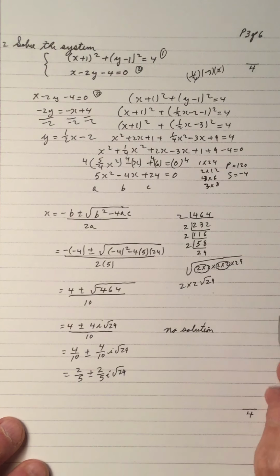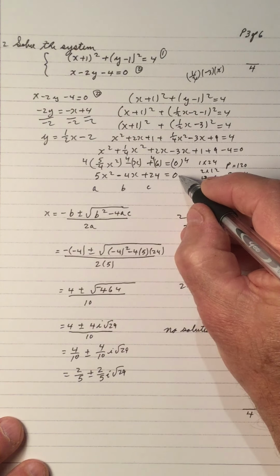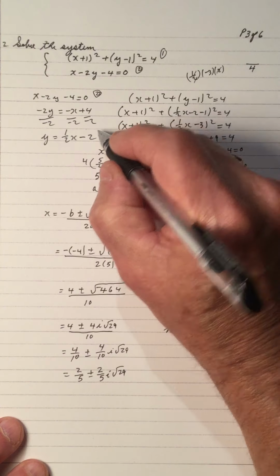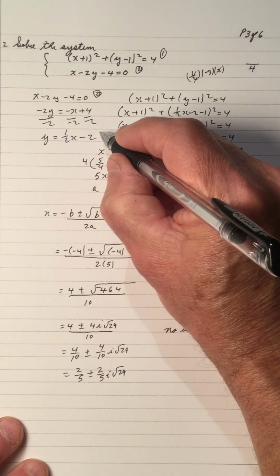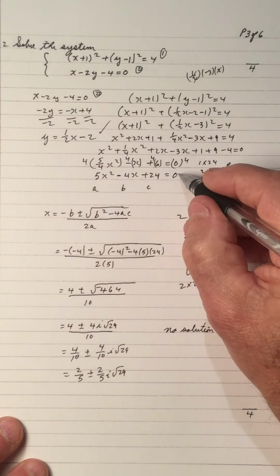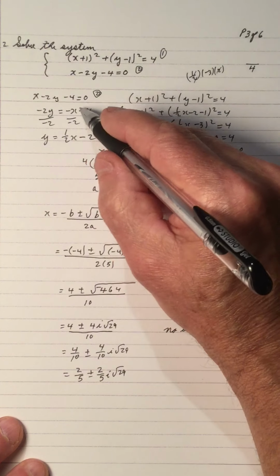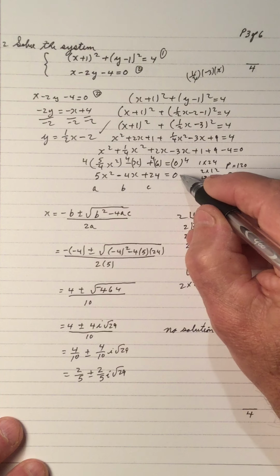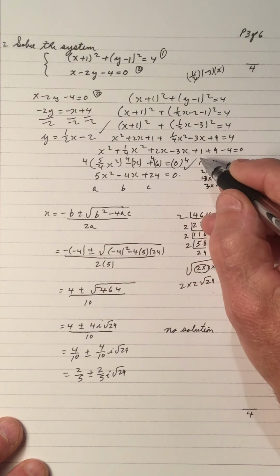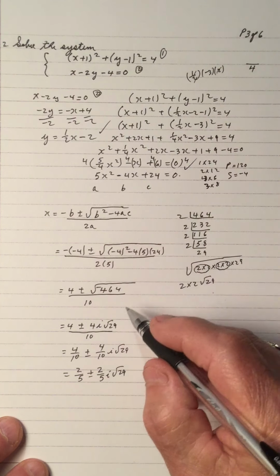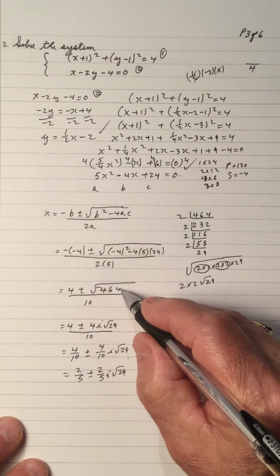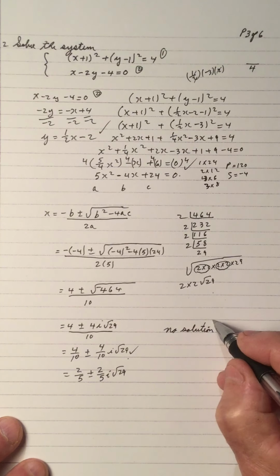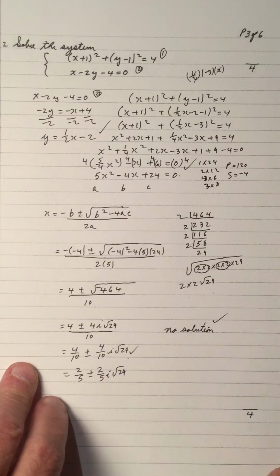So if you give yourself 4 marks: give yourself 1 mark for solving this equation, 1 mark for getting a half x minus 2, 1 mark for getting this equation right here, and 1 mark for simplifying either to here or here, and 1 mark for saying no solution. 4 marks altogether.